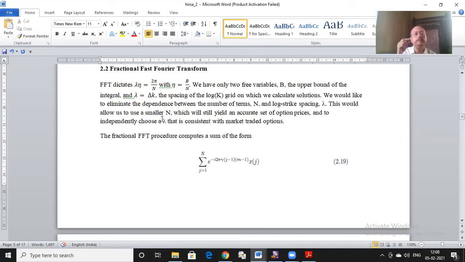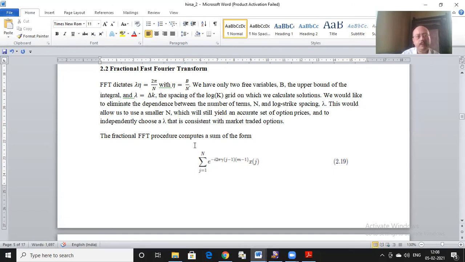How? Because we might be able to select more appropriate strike prices, market observed strike prices. We independently choose a lambda that is consistent with our market options. That will give us a better result with a smaller cost if we are able to space it as we want. And that's where the fractional FFT comes in.